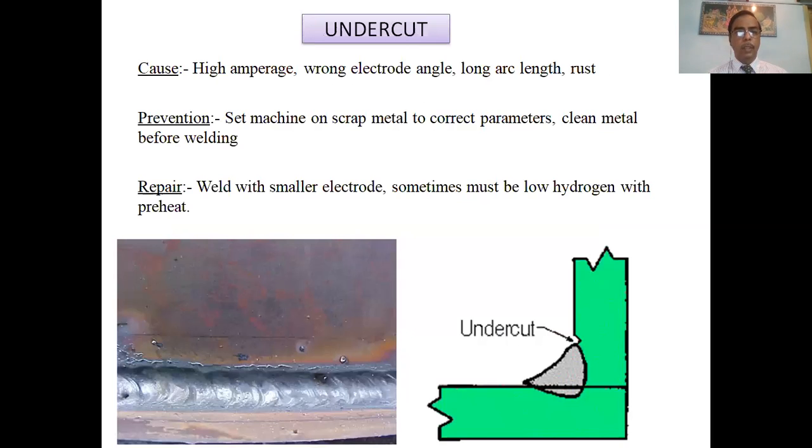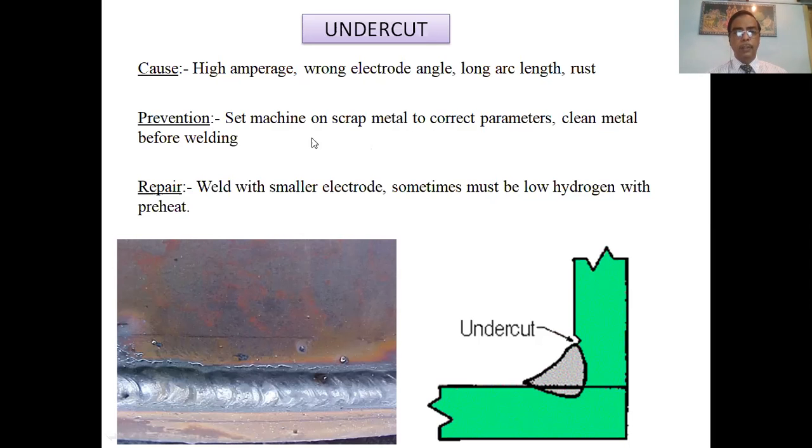Undercut causes: high amperage, wrong electrode angle, long arc length, rust. This is undercut. This point is undercut, and maybe this point. This is undercut. So the causes: high amperage, wrong electrode angle, long arc length, and rust.